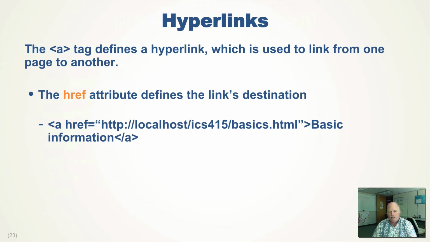So if I click on this link, I will go to the web page, basic HTML, at localhost with the path ICS 415. So we've got the HTTP protocol, the host, and then the full path to the resource. And then we close the A tag with a /A. And the basic information is the text for this link.